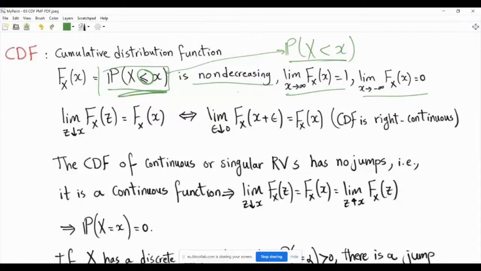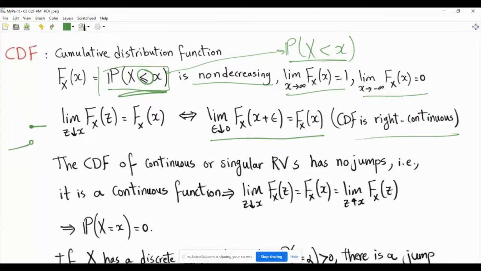However, if it is discontinuous, if it has a jump somewhere, then it must be right continuous. So basically, it satisfies this relationship. Maybe you prefer the graph. So the graph, if you have a jump, will look something like this. And this is basically the definition of right continuity.